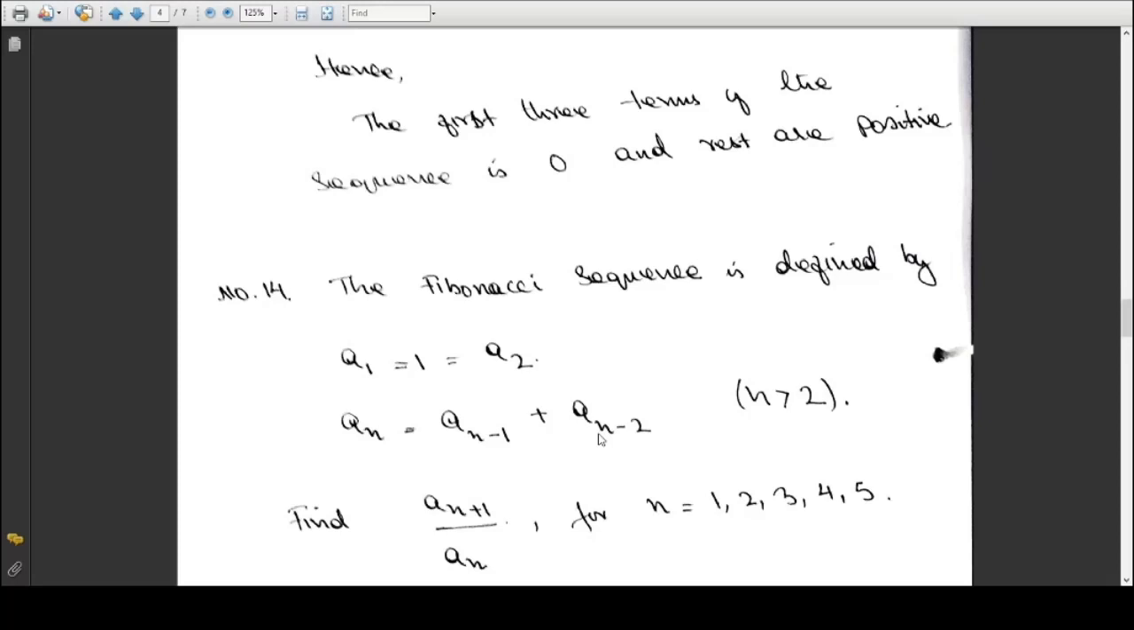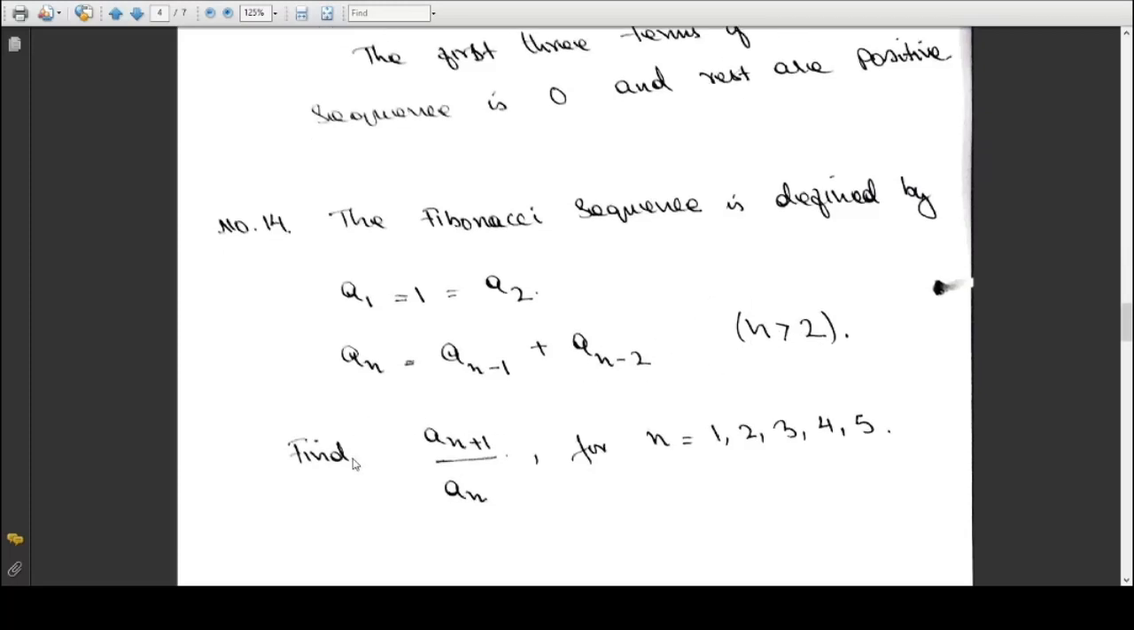Counting should start from the first term, second term, third term. There is no 0th term. That's why we cannot put n equal to 2. It should always be greater than 2. Okay, now, given this rule, we have to find out an plus 1 by an for n equal to 1, 2, 3, 4, 5, up to the fifth term. We have to find the value of an plus 1 by an.